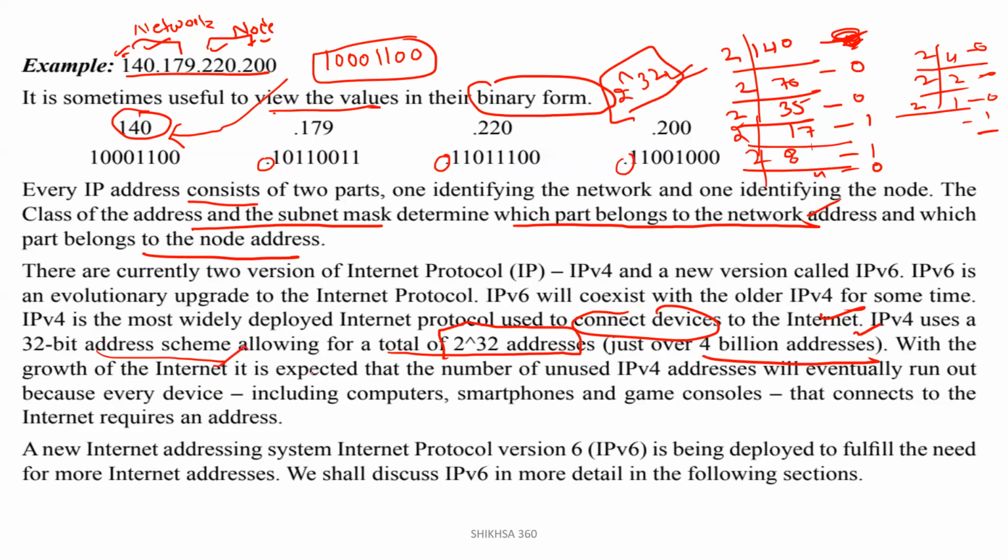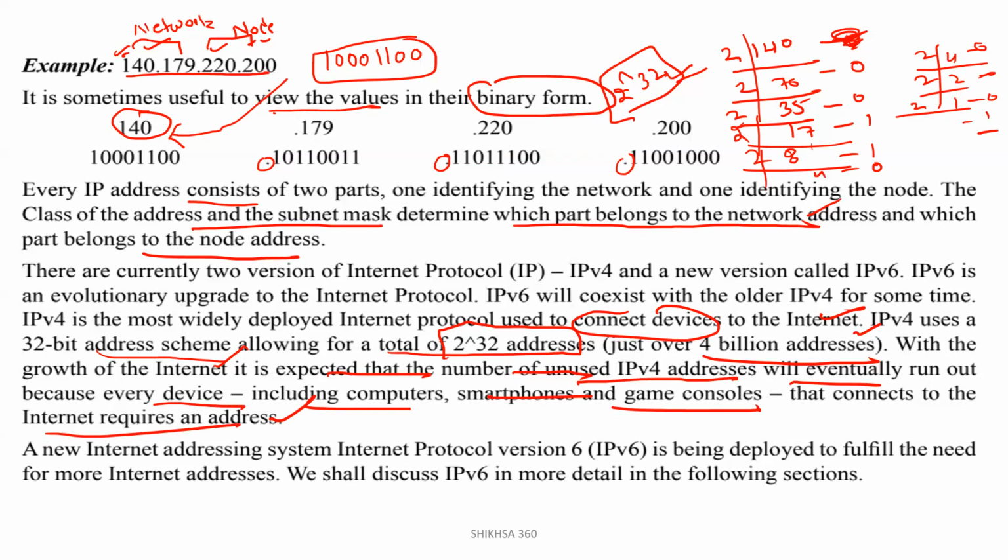With the growth of the internet, it is expected that the number of unused IPv4 addresses will eventually run out, because every device, including computers, software, smartphones, and game consoles that connect to the internet, requires an address. Clear? For connecting to the internet, every system will require an address.